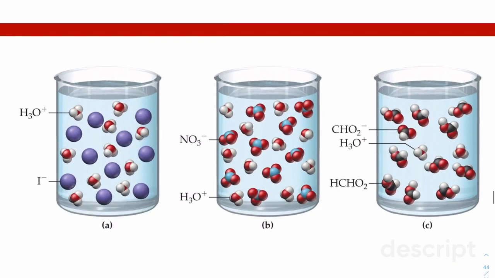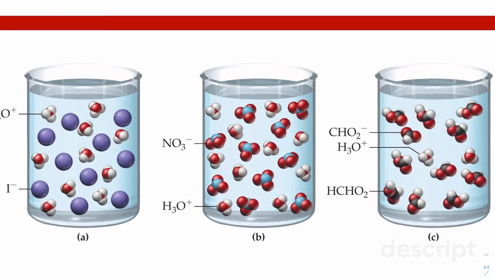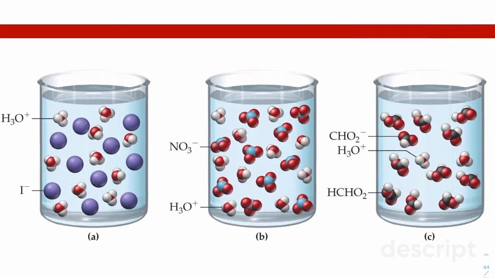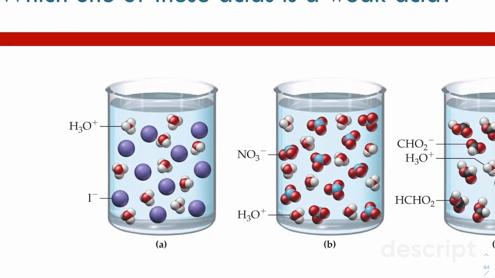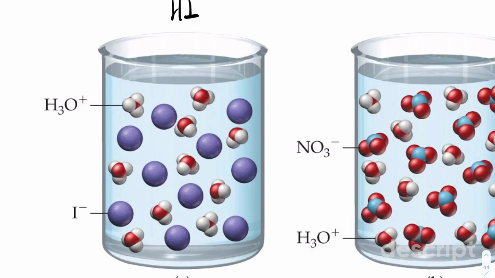Okay, so if we know that strong acids ionize completely and weak acids only ionize partially, which one of these is the weak acid? If it only ionizes partially, then there will be some of the original acid left in the solution. So A is hydroiodic acid, HI. Is there any HI left in the solution, still bound together? No, it's all separated. They're all individual iodines or individual H3O+. So we go to the next one.